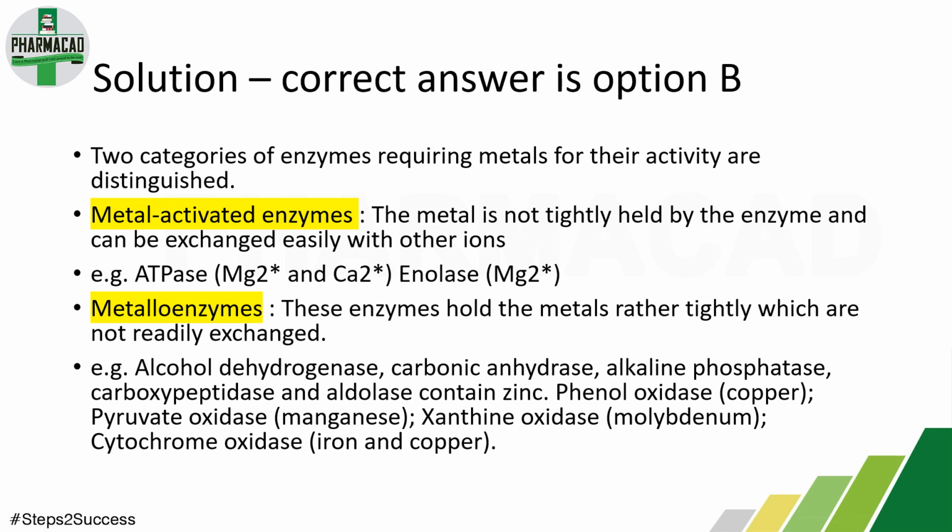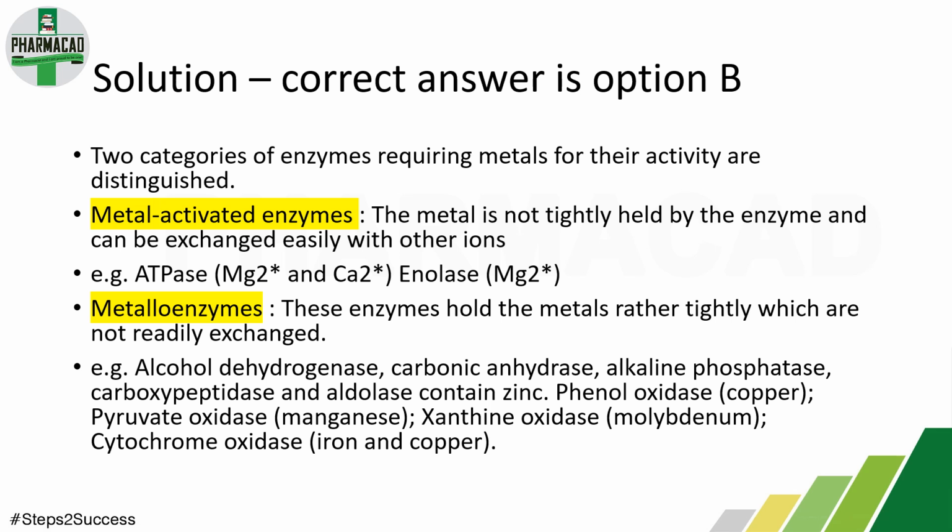So there are two types: metal activated enzymes and metalloenzymes. In a metal activated enzyme, the metal is not tightly attached to the enzyme. So the metal can be exchanged with another ion. The examples are ATPase having metal Mg2+, that is magnesium, and calcium, while enolase has magnesium as the metal responsible for its activation.